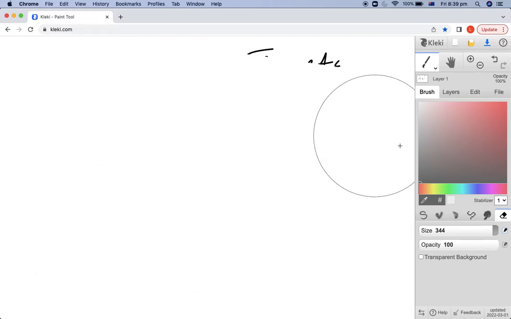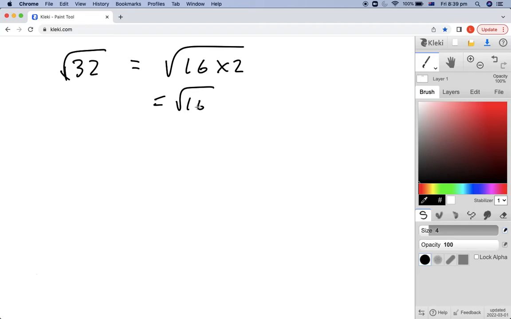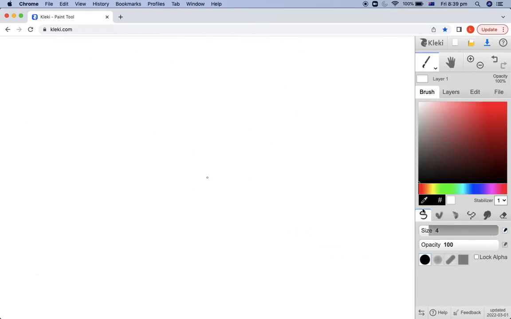We'll do a couple more examples of surds just to get it, and you can think of this as the multiplication of surds as well. Let's say the square root of 32. How can we break this down? We can think of this as the square root of 16 times 2, which is square root 16 times square root 2, which is 4 root 2. Perfect. Good. So that is the beginning of surds.